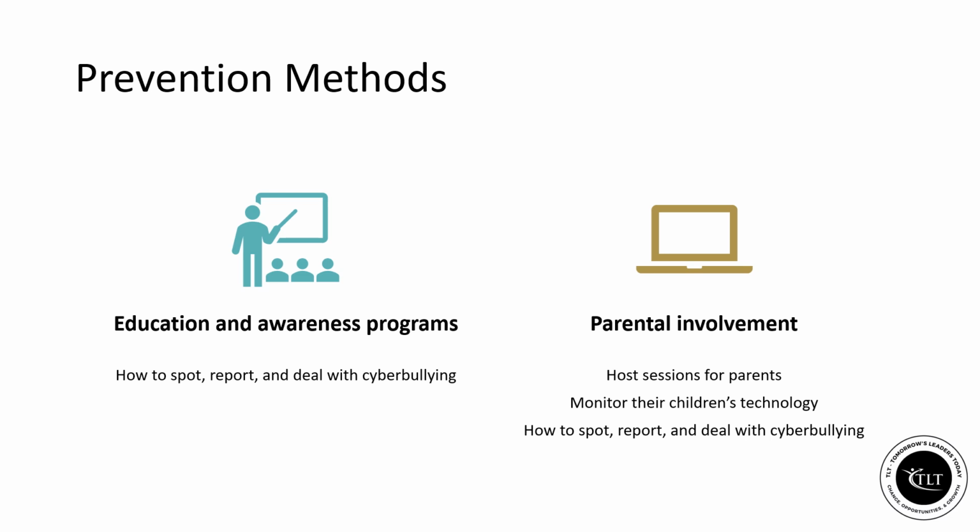Parental involvement is also key to preventing cyberbullying. Schools can host informational sessions for parents to educate them about cyberbullying, its signs, and how to address it. These sessions can include practical tips such as setting up parental controls on devices, encouraging open communication with their children, and establishing family guidelines for internet use. Providing parents with resources like articles and websites about cyberbullying can also be helpful.